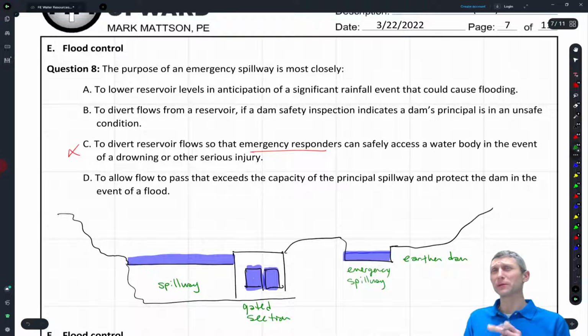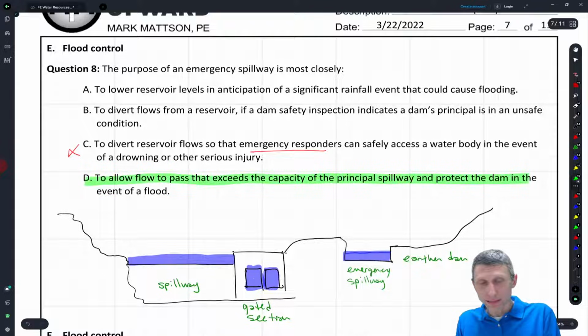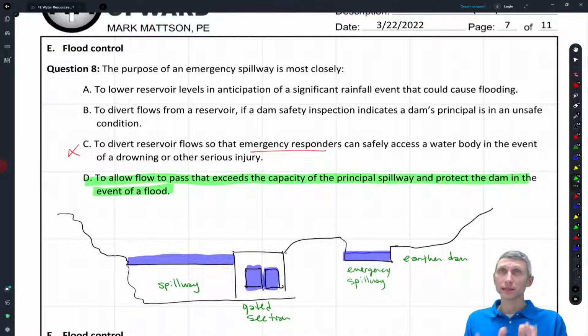And whether it's an emergency spillway in a dam or it's a water control structure that has a weir to pass flow, which will be in a couple of problems, we'll do that. What this is doing, we're allowing this to pass flow that exceeds the capacity of the principal spillway and protect the dam in the event of a flood. So that's what the emergency spillway is doing. It's allowing us to pass enough flow that we're not going to overtop the earthen dam.